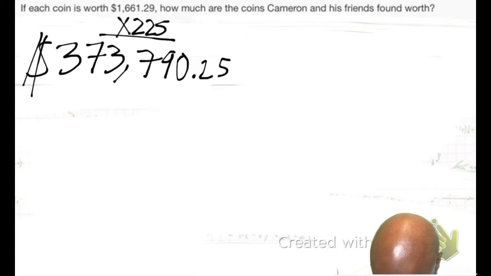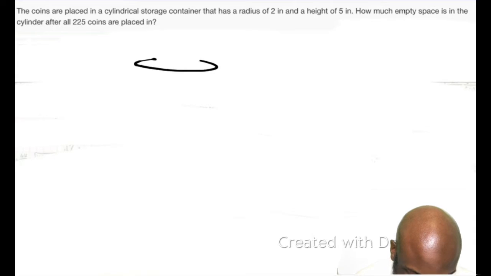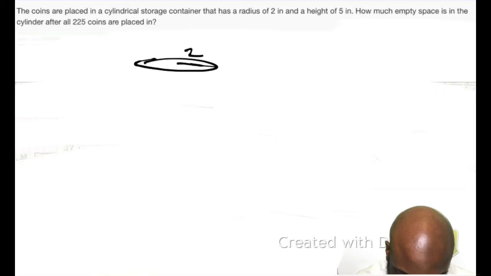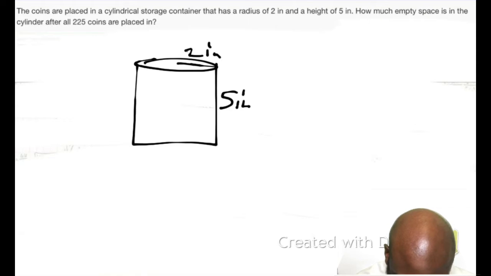All right, the coins are placed in a cylindrical storage container that has a radius of 2 inches, and the height is 5 inches. How much empty space is in the cylinder after all 225 coins are placed in?